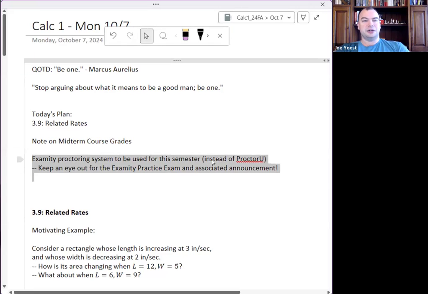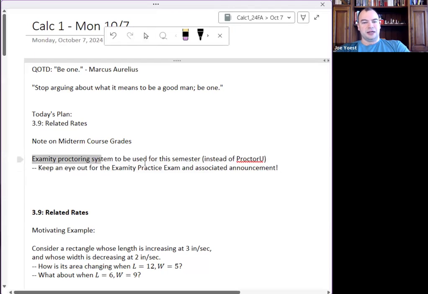So I met with our Proctor U point person at CCAC, and we talked over some of these tech issues, and we don't have an answer yet, and it doesn't look like we're going to get an answer quickly. So, long story short, Proctor U doesn't work all that well with WebAssign, and we think we have some workarounds, but we want to test them first, and it's going to take a bit of time.